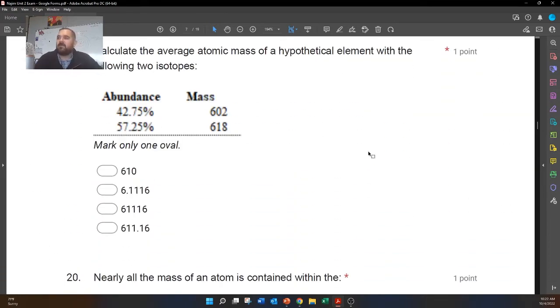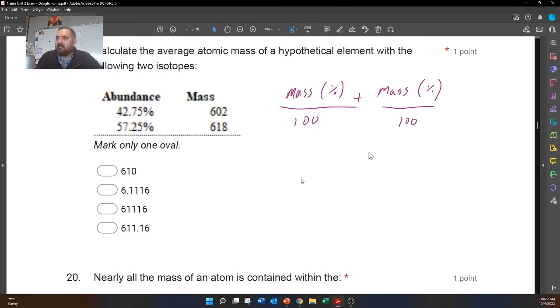Calculate the average atomic mass of the hypothetical element of the following 2 isotopes. All right, so this is not a real atom. It's just something made up. But you need to know the formula that we use to calculate this. So it's just going to be mass times abundance plus mass times abundance, and then we're going to divide by 100.